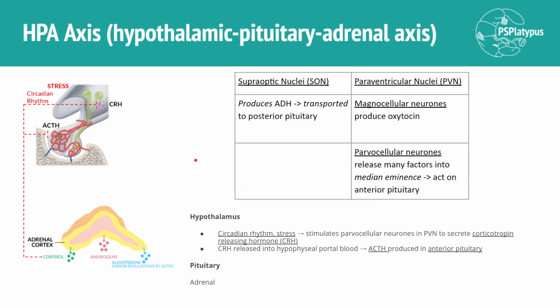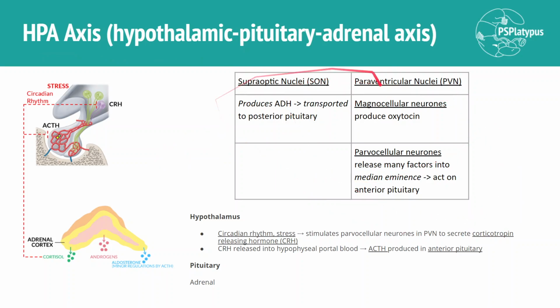So let's now talk about the pathway for producing specifically cortisol. So, more broadly, stuff from the adrenal cortex. Now we're going to start all the way from the hypothalamus to the pituitary to the adrenal gland. And this axis is known as the HPA axis.